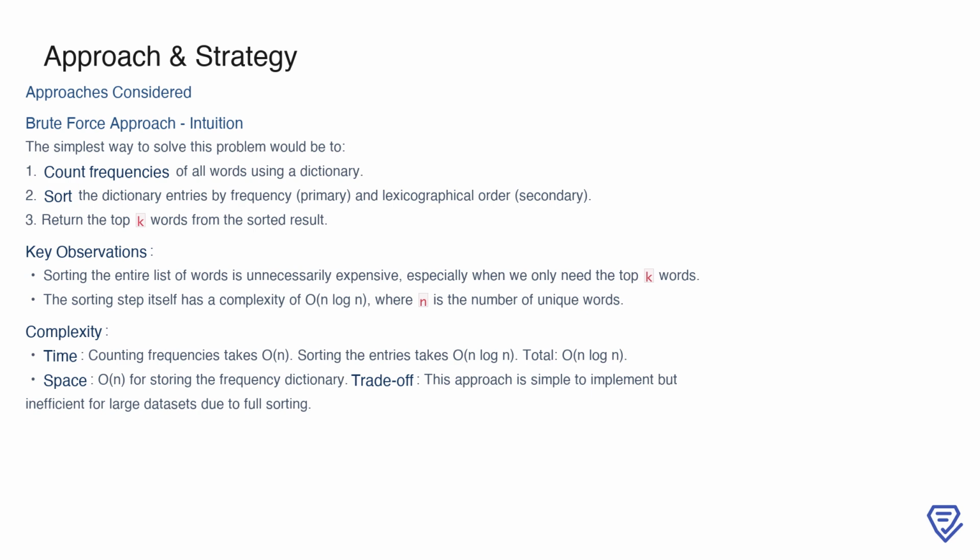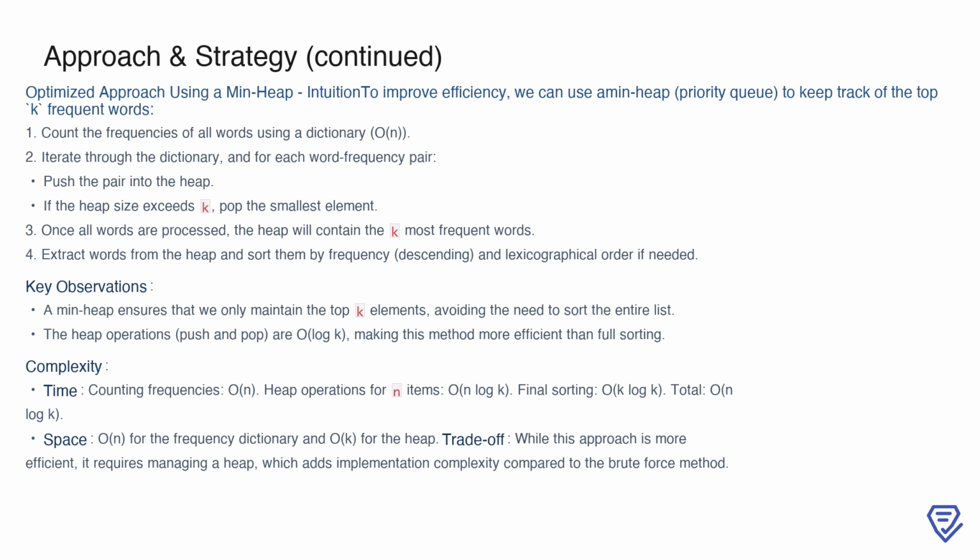Now, we can improve upon this by using an optimized approach based on a min heap. This method allows us to focus only on the top k frequent words, avoiding the need to sort the entire list. First, we count the frequencies of all words using a dictionary, which takes O(n). Then, as we iterate through the dictionary, we push each word-frequency pair into a min heap. If the heap size exceeds k at any point, we remove the smallest element, ensuring that the heap always contains exactly the k most frequent words.